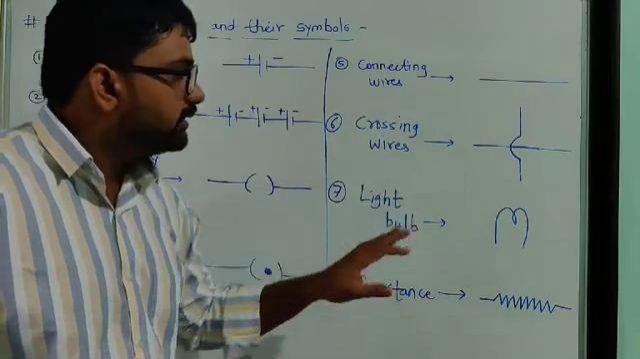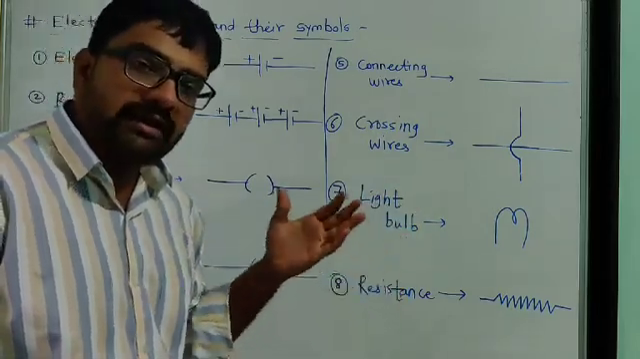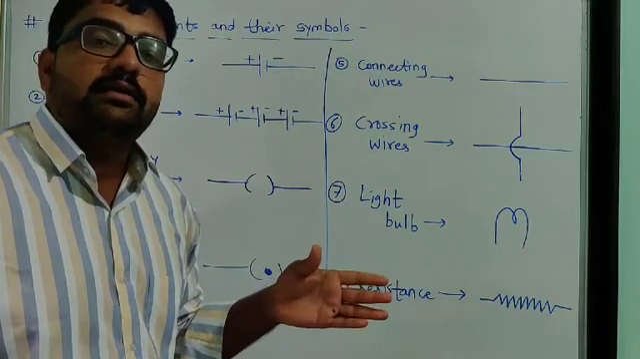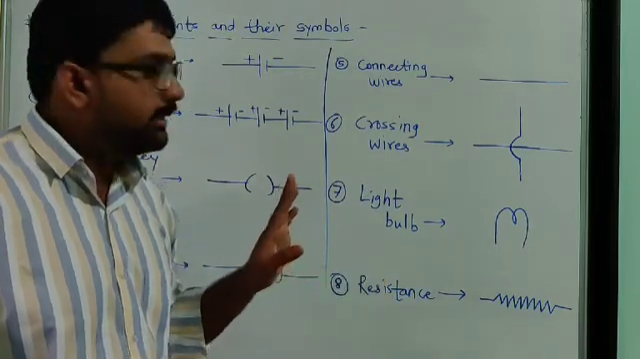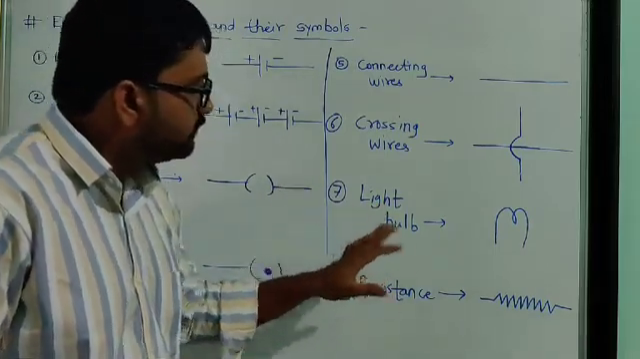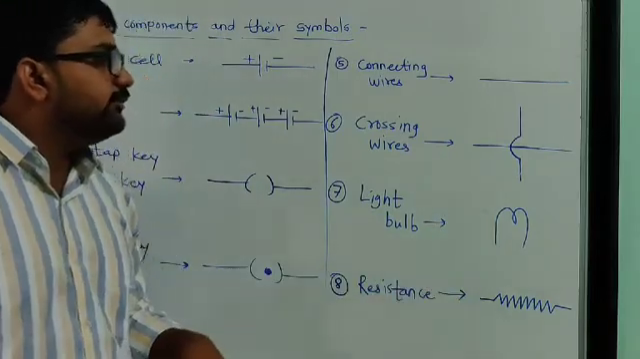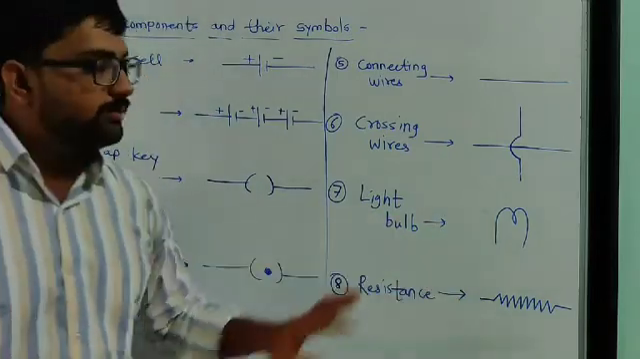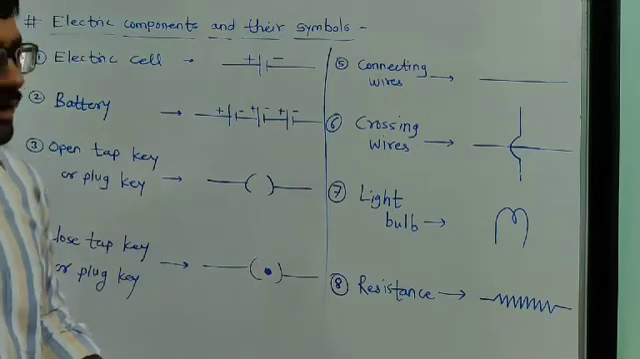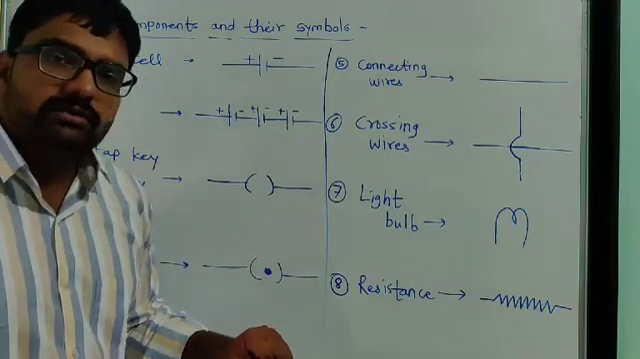Importance of this crossing is what? Simply, we can identify which wires are crossed to each other. Okay, next is the light bulb. This is the symbol generally used for the light bulb. Okay, now what is the importance of that light bulb?